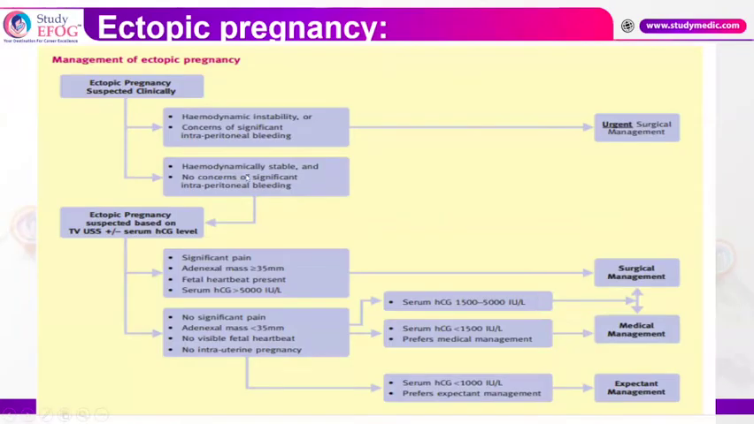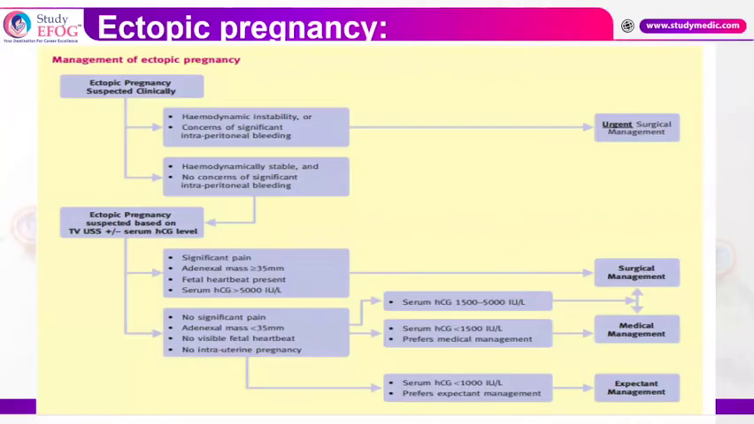Then if the patient is stable and there is no concern of significant bleeding, how do we monitor a suspected ectopic pregnancy? By ultrasound and serum beta HCG. Significant pain, adnexal mass more than or equal to 35 millimeters, fetal heartbeat present, and serum beta HCG level more than 5,000: in these criteria, again, we have to proceed for surgical management. We'll go for laparoscopy or laparotomy. What is the choice?